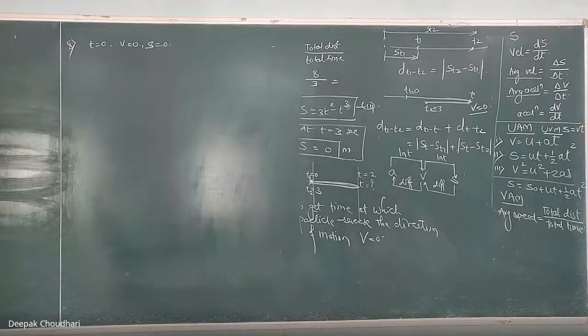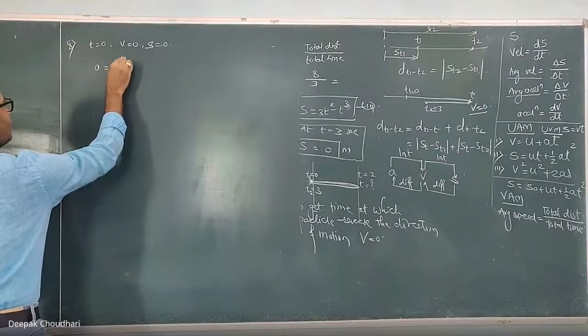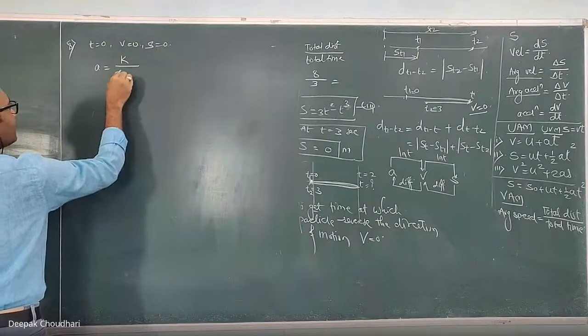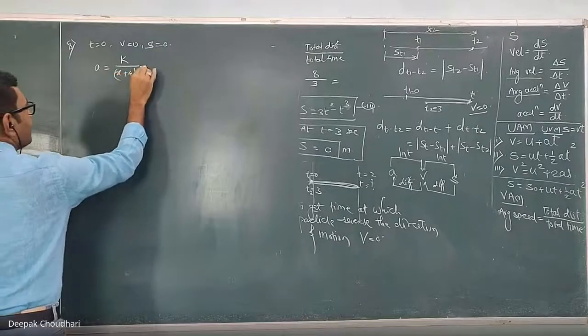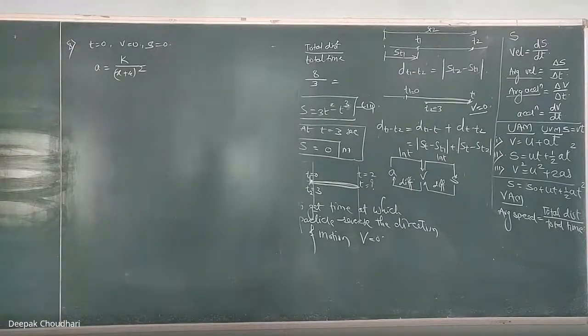And its acceleration is given by a equal to k upon (x plus 4) whole square. K is one of the constants. Okay, a equal to k upon (x plus 4) whole square. Equation of acceleration is given.